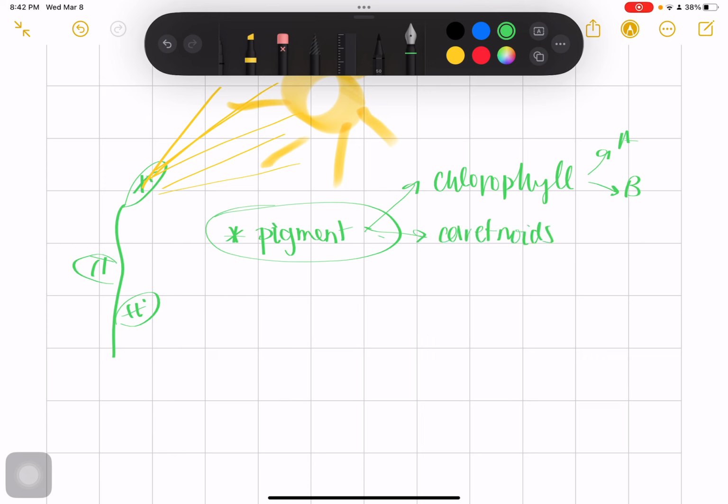I'm sorry if I spelled that wrong. Carotenoids, you can associate them with the color orange. And lastly, we have the xanthophyll. Might be with two L's. So these are the three pigments that are going to be found in plants. Absolutely, definitely. It's not like some plants have them, but they have them in different ratios. However, they are all present.